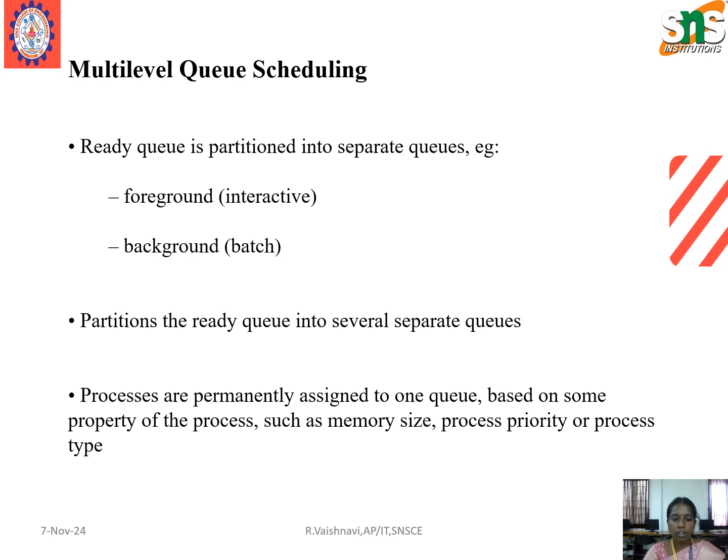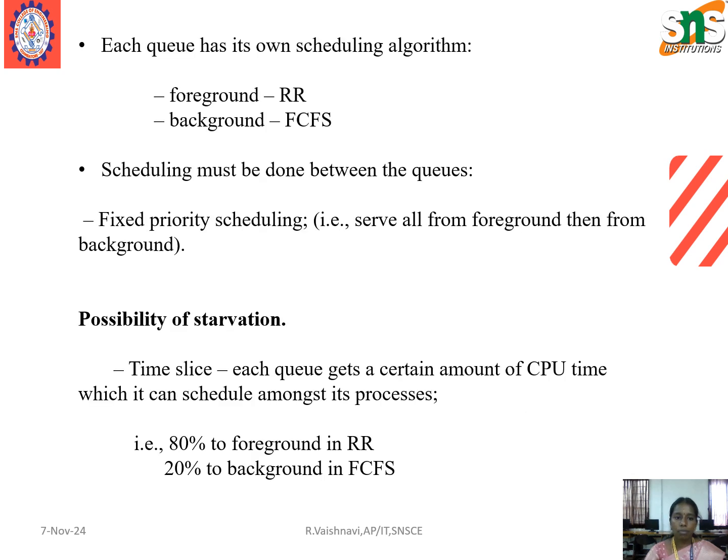Next point, the ready queue is partitioned into several separate queues. That is, processes are permanently assigned to one queue based on some property of the process, such as memory size, process priority, or the process type. Next one, each queue has its own scheduling algorithm. Already we defined a foreground one and a background one. In foreground, we define a round robin scheduling algorithm. In background, we define a first come first serve scheduling algorithm.